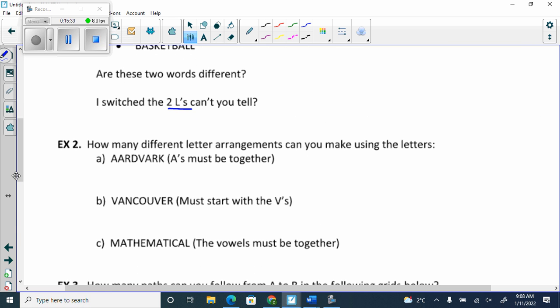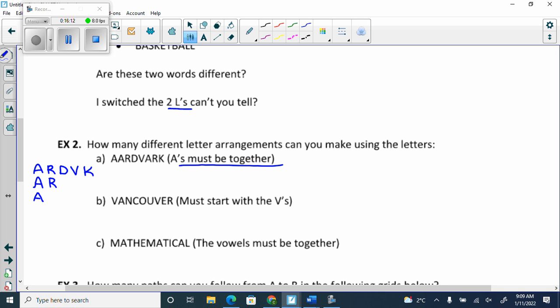So here, we're going to look at aardvark. How many different letter arrangements can you make with the letters in aardvark? The first thing I do is rewrite the word: A, R, D, V, A, R, K. Hopefully I've stacked the letters properly, it reminds me there's tripling and doubling, and I see I have 3 A's and 2 R's. Now the A's must be together. That's our biggest restriction here.